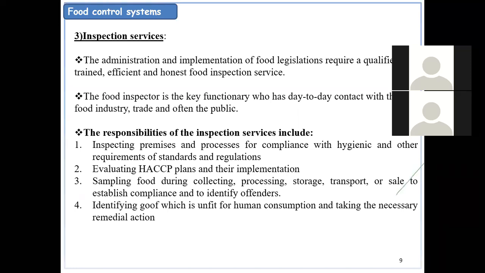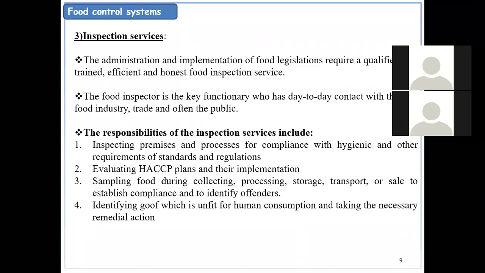So here comes the role of the third department, which is the laboratory department. And by the end, training, education, and communication is a department linked to the three other departments. So what is the role of the inspector? We will see in the coming slides that this lecture will mainly focus on the role of the inspector and how he should approach an industry, okay?